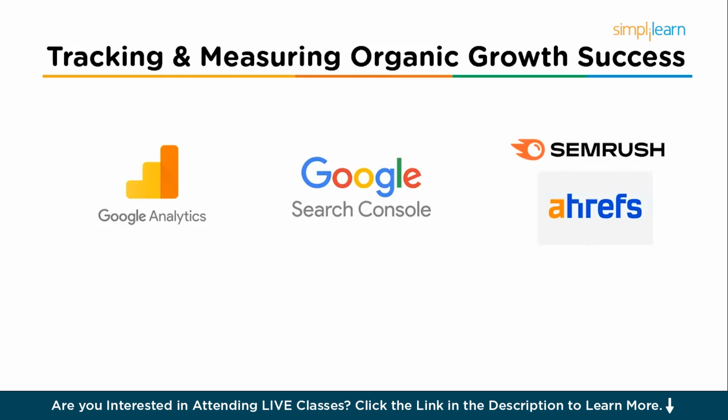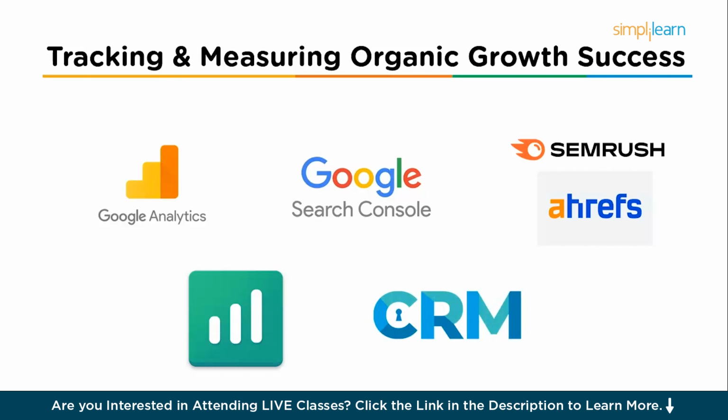Then comes SEMrush and Ahrefs. It provides keyword tracking, backlink analysis, and competitor benchmarking. Then social listening tools, Brand24, Mention, or Hootsuite, track brand mentions and sentiment on social platforms. Then comes CRM or marketing automation platforms. It tracks user engagement, lead nurturing, and conversion funnels.